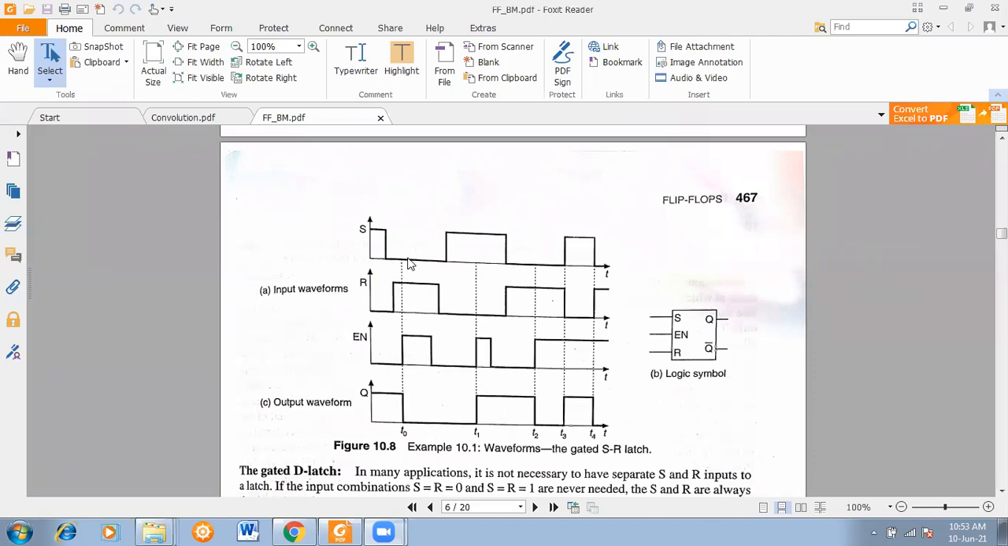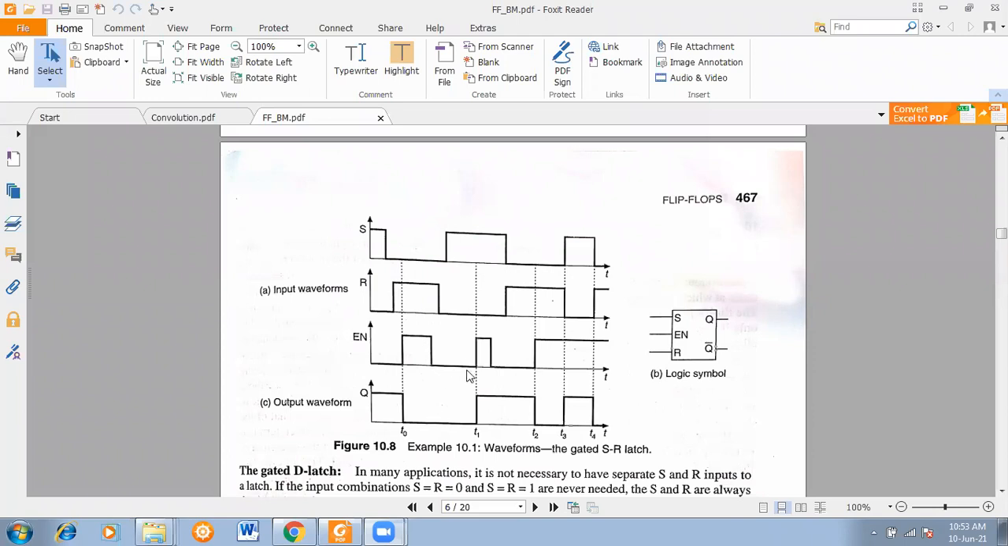Now this is 0. The clock is present here. Now in this condition, the clock is present. What is the input condition? S is equal to 0, R is equal to 1. When S is equal to 0, R is equal to 1, if the clock is present, we know that the output will be 0, because it is called the reset state. So this output Q will go down and it will continue at this stage.